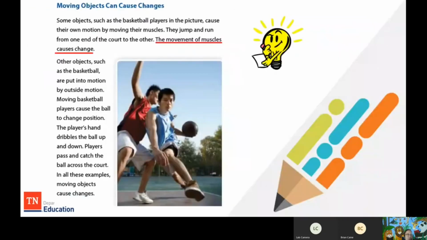So we have here, moving objects can cause changes. Some objects, such as the basketball players in the picture, cause their own motion by moving their muscles. They jump and run from one end of the court to the other. The movement of muscles causes change. Other objects, such as a basketball, are put into motion by outside motion. Moving basketball players cause the ball to change position. The player's hand dribbles the ball up and down. Players pass and catch the ball across the court. So in all these examples, the moving objects cause changes.